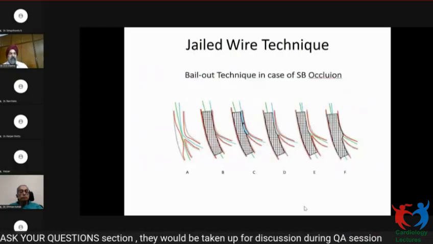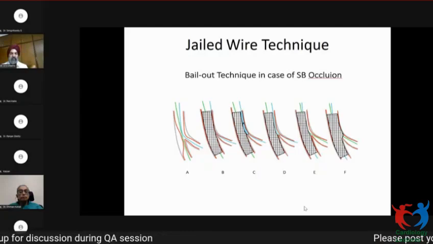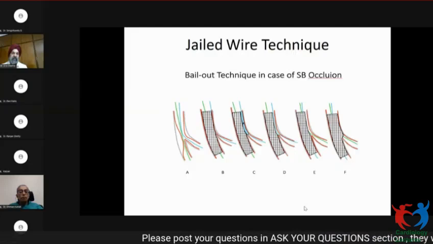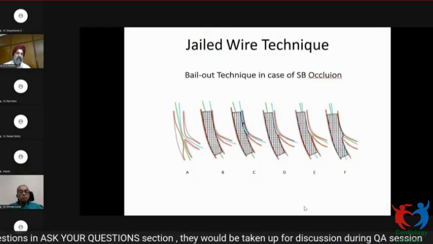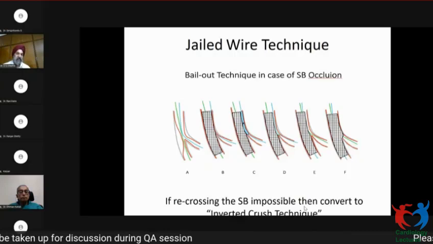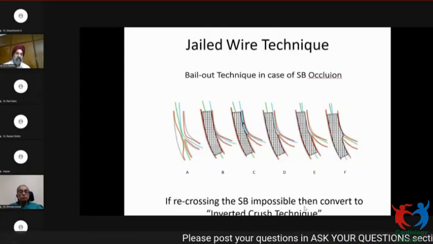In this given cartoon, you can see that the side branch is closed. So you can slide a balloon in, open the side branch, take the wire out and rewire it, and then optimize it by going through the struts into the side branch. If the side branch is very significant, you can do an inverted crush, or even a culotte, in these cases where you need to bail out the side branch.